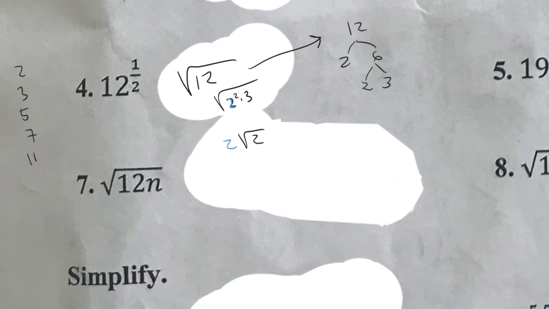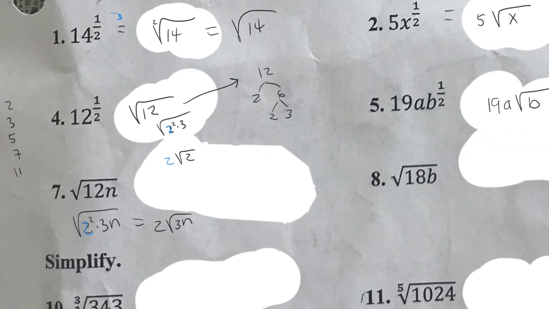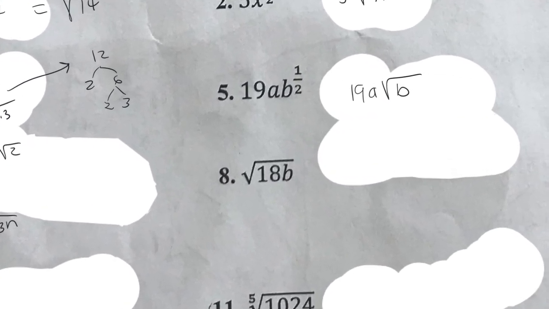Okay, so we already figured out that 12 is really 2 squared times 3, so I kind of feel like we could just rewrite that as 2 squared times 3 times n. Who gets out of jail? Well, that 2 gets out of jail, so that ends up being 2 radical 3n at the end of the day. Once again, the prison cell analogy at work.